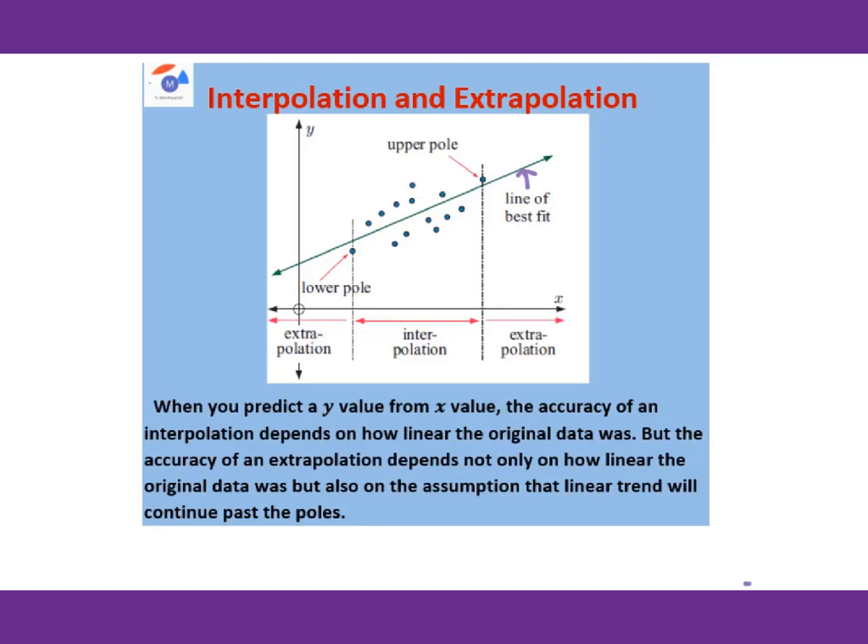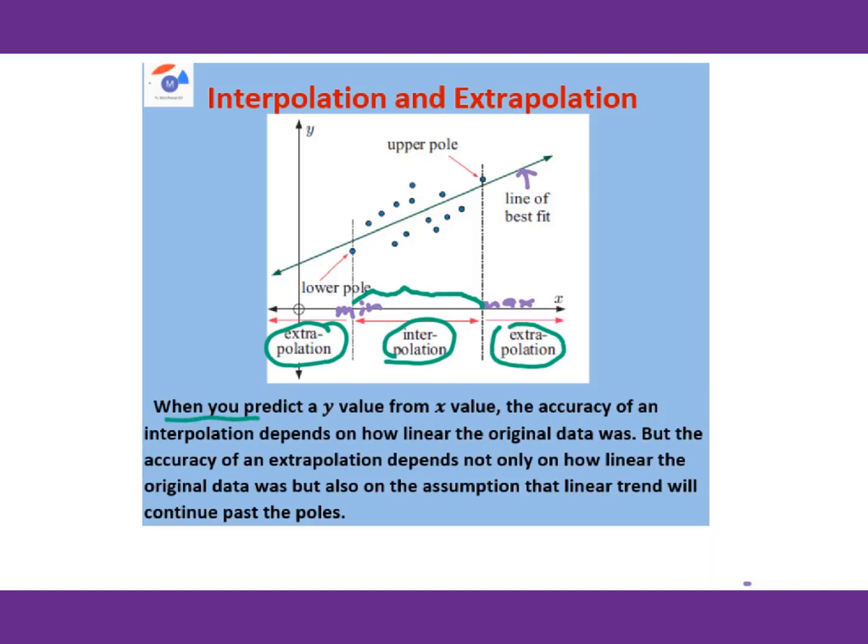We have a maximum x value and a minimum x value. Between this minimum and maximum x value, any data between the minimum and maximum, we call that interpolation. So if your x value is less than the minimum value or greater than the maximum value, we call that extrapolation.